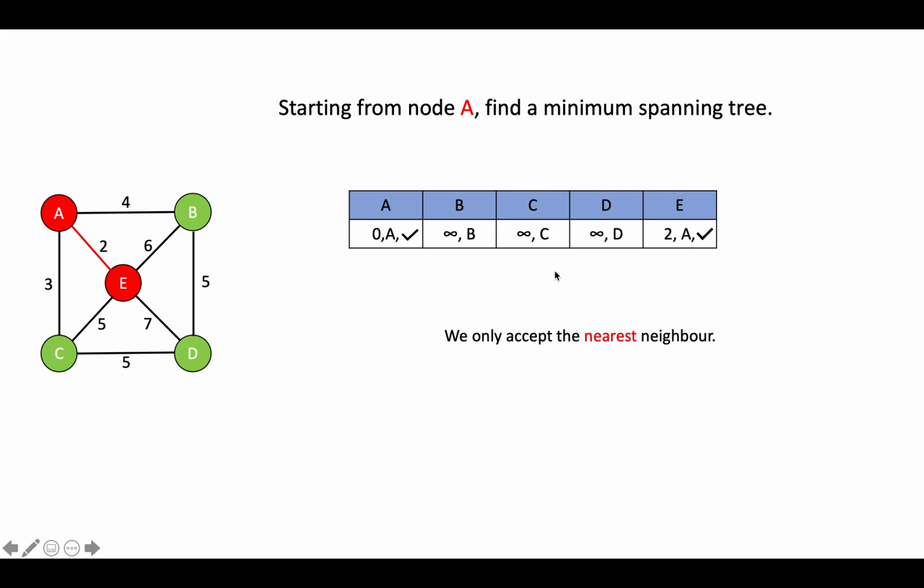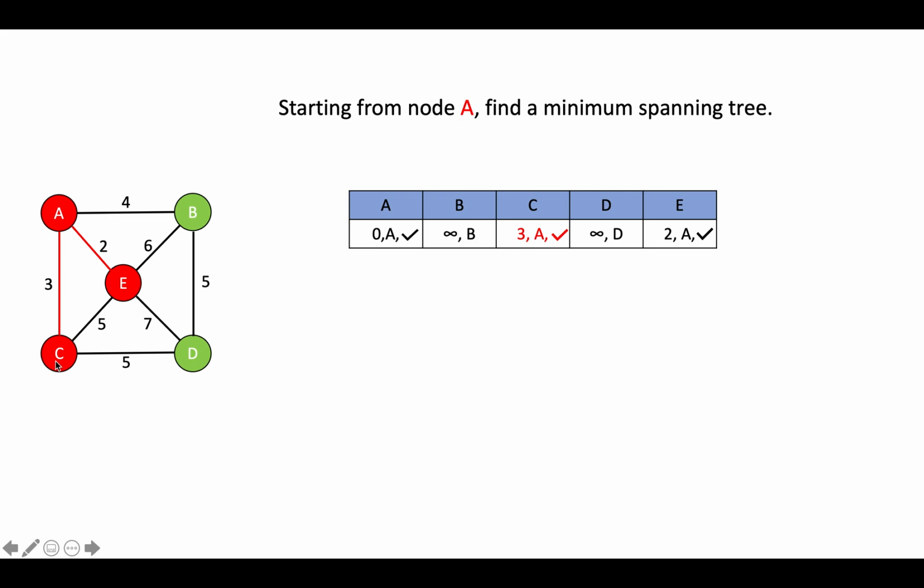After connecting node E, we can take node A and node E as a whole as our minimum spanning tree. Currently, our minimum spanning tree has 2 nodes. Then we ask ourselves, if we have a tree like this, what is my nearest neighbor? Remember, we are greedy. We only accept the nearest neighbor. In this case, node C is my nearest neighbor, so we connect node C and update node C like this.